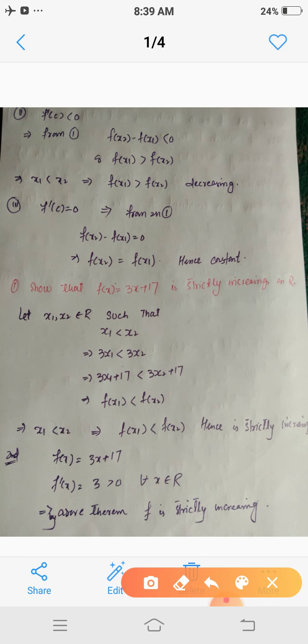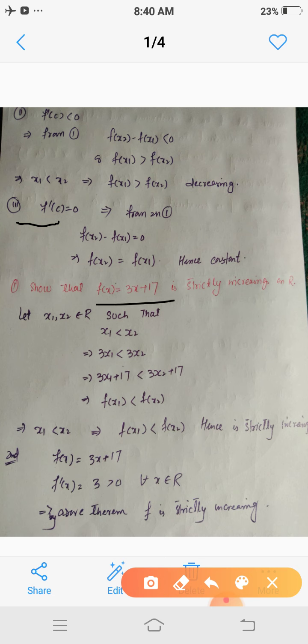Similarly, it is given that f dash of x is negative, which in particular implies f dash of c is negative. Hence substituting in first we get f of x2 minus f of x1 less than 0, or f of x1 greater than f of x2 when x1 less than x2, so it is a decreasing function. Similarly, if f dash of x is 0, this implies that f dash of c is 0, which implies that f of x2 minus f of x1 equals 0. This means that for all points, x1 less than x2 implies f of x1 equals f of x2, so at different points the value of the function is the same, hence the function is constant.